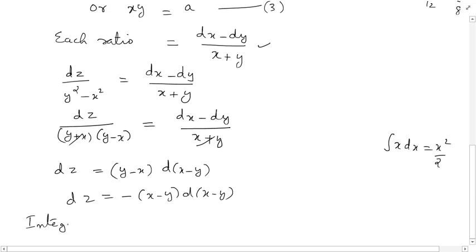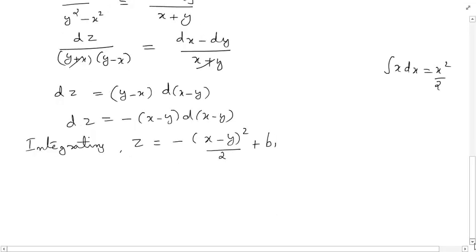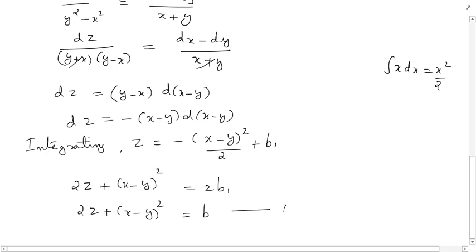Now integrating, the integral of dz is z, that is equal to minus x minus y the whole square by 2 plus a constant of integration. I'll take it as b1. Now simplifying, you can write it as 2z plus x minus y the whole square is equal to 2b1, or I'll write it as 2z plus x minus y the whole square is equal to b, another constant.